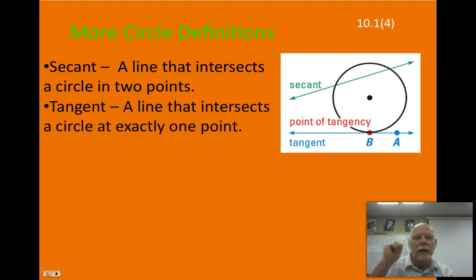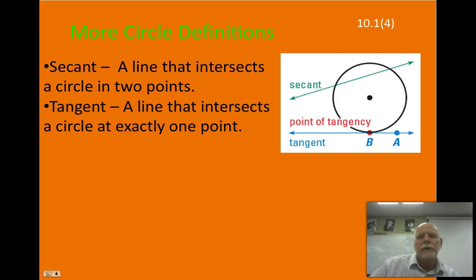Well, another line in this diagram is a tangent line. And a tangent line is a line that intersects a circle in exactly 1 point. You've got to think about that a little bit, how that could happen. But you see in the diagram there that a line is just barely touching the edge of the circle, and that's called a tangent line. It has nothing to do with tangent when we talked about trig, sine, cosine, tangent, nothing to do with that. This is a completely different kind of tangent.